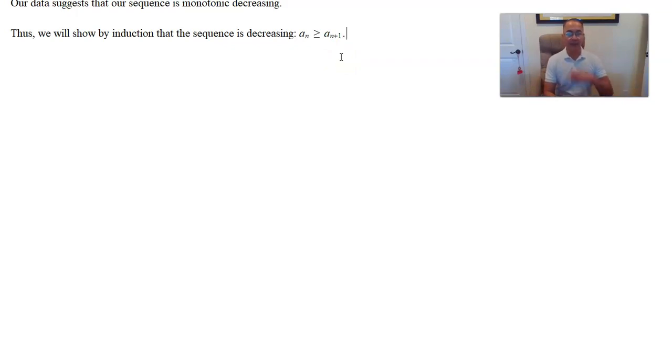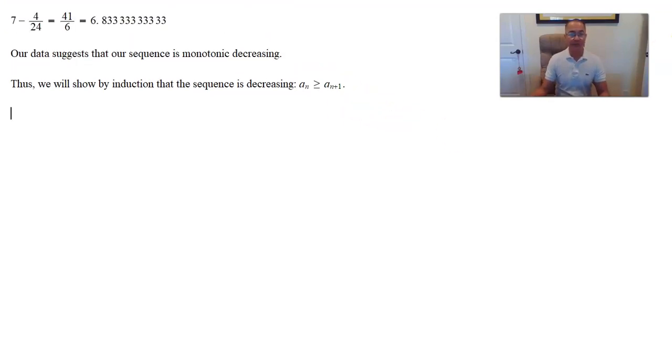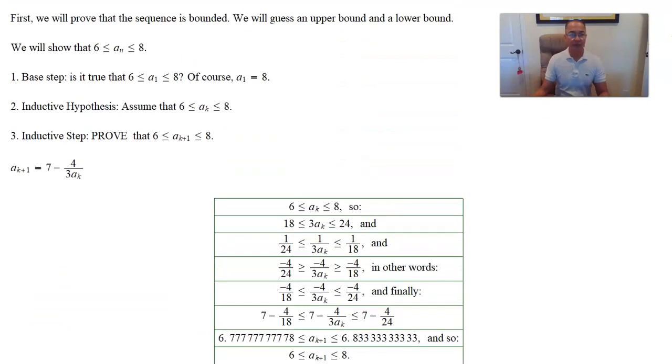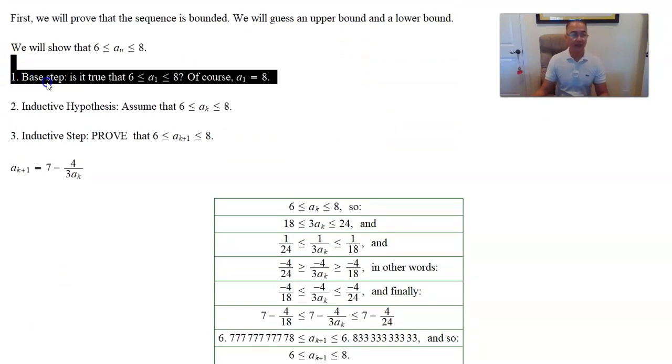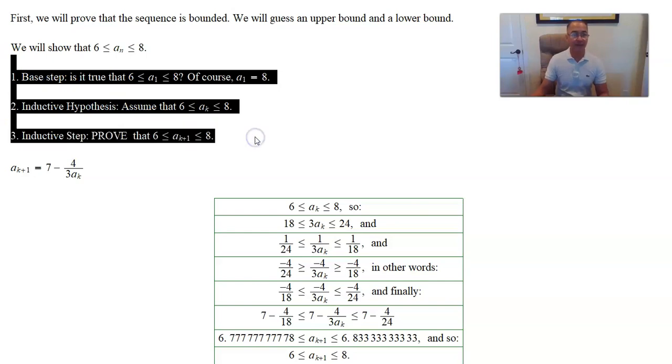Okay, so 8 goes down to 6.8 something, and then 6.8 more something, so it's still going down. All right, so now we go through the three steps: the base step, the induction hypothesis, and then the inductive step. So let's copy this.